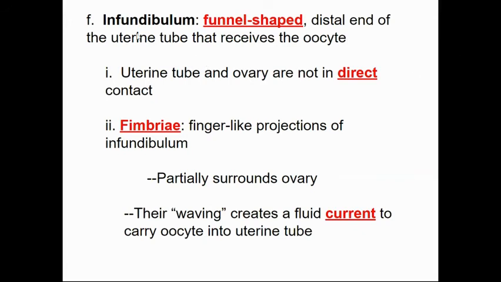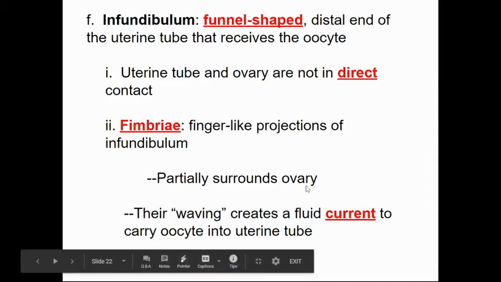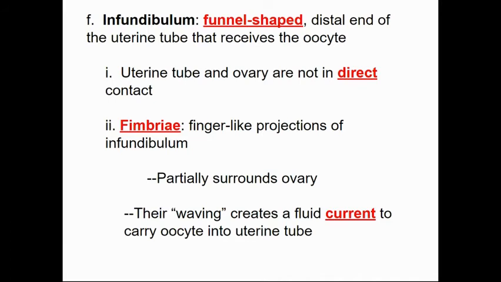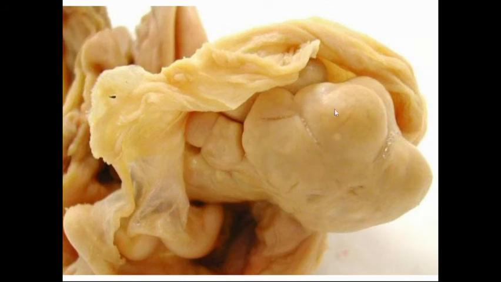So that infundibulum we keep mentioning is that funnel-shaped end of the uterine tube, or the fallopian tube, not quite in direct contact. And then the end of it has those projections, and they create a waving motion to create a fluid current, trying to sweep that oocyte into the tube, because unlike the sperm, it cannot swim. It does not have a flagella, doesn't have the means to do that. The fluid current has to carry it into this area, and then peristalsis is going to take it down.